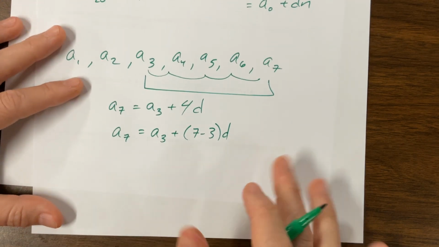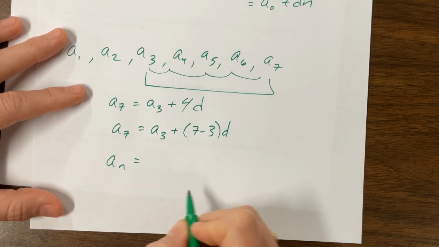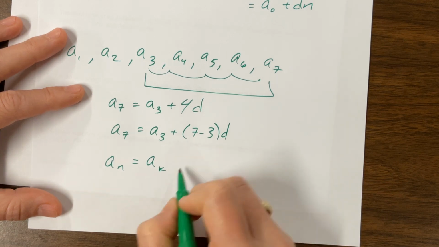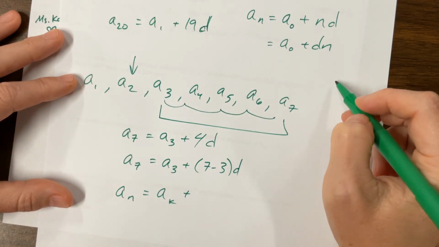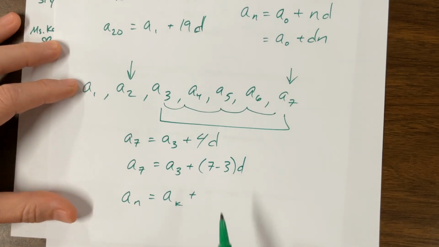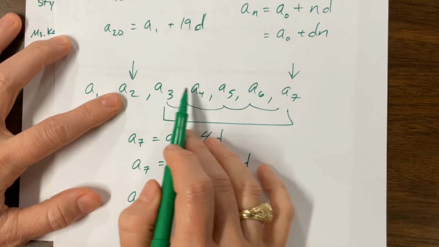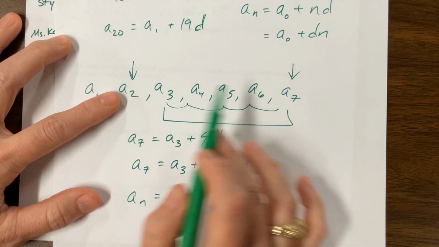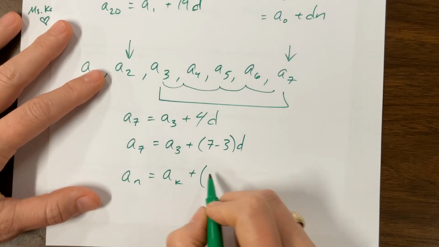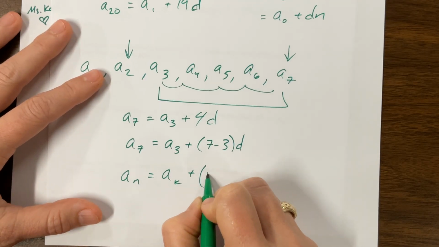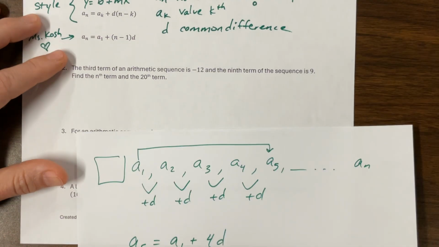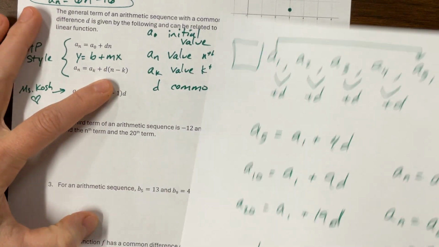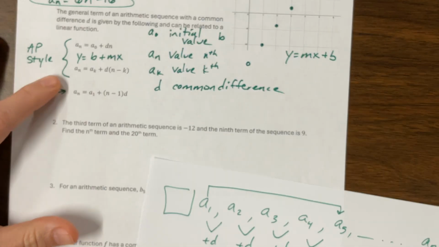We can use that to ask, what happens if I want the nth term and I'm at the kth term? Then I have to add it n minus k times that common difference, except they do the d first. Same idea, but this is the formula that they like to use.